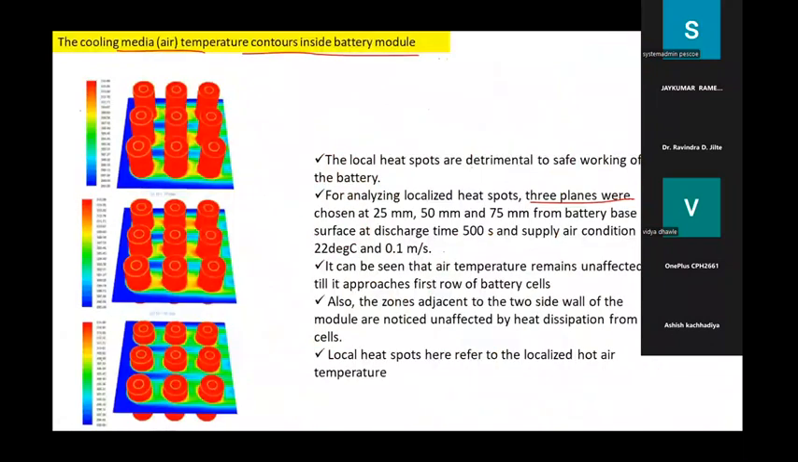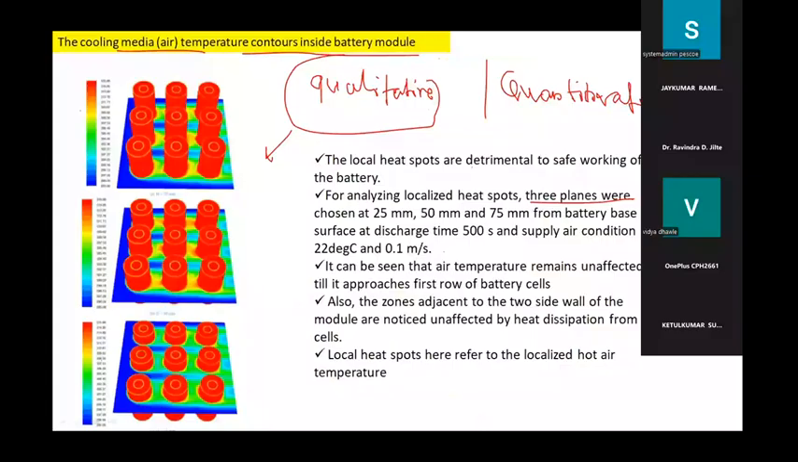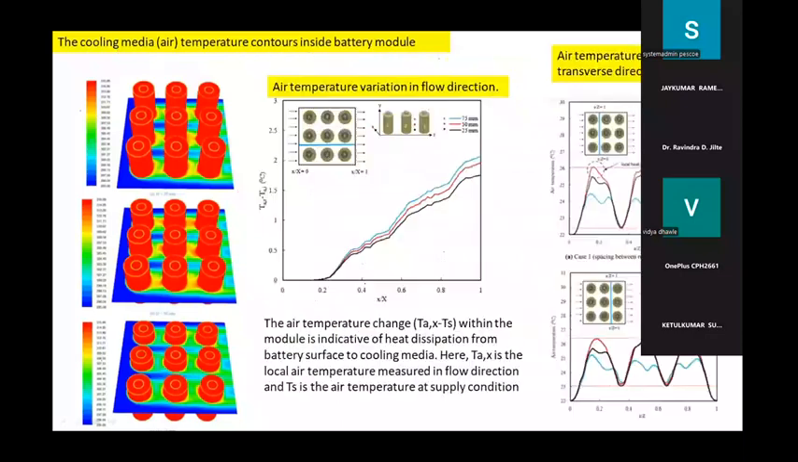If you want to analyze the system, there are two kinds of analysis. One we call qualitative analysis, and the second we call quantitative analysis. In the qualitative analysis, we provide the contours of the temperature, which is also displayed over here. In the quantitative analysis, we extract the exact temperature data.